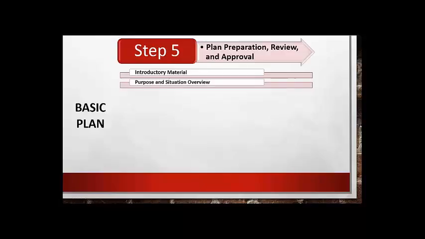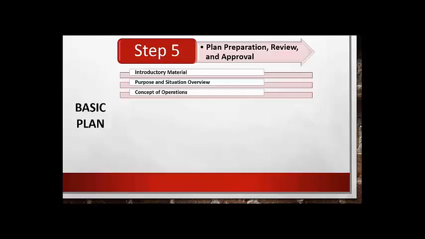Next, you have a purpose and situation overview. This sets the foundation for the rest of the school emergency operations plan. The basic plan's purpose is a general statement of what the school emergency operations plan is meant to do. The situation section explains why a school EOP is necessary, covers a general discussion of the threats and hazards that pose a risk to the school and would result in the need to use the plan, and dependencies on parties or partners outside the school for critical resources.